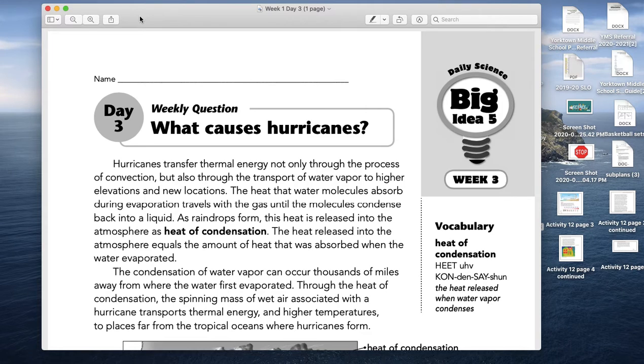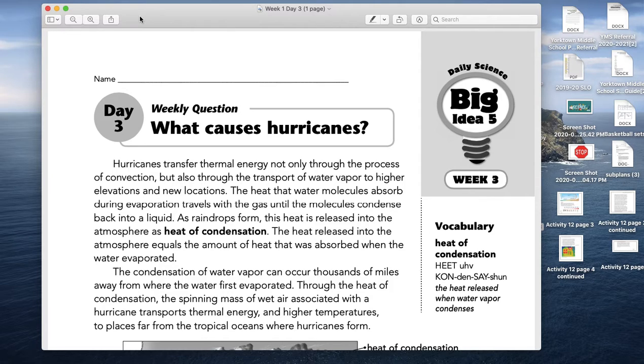Bellwork, week 1, day 3, still reading into what causes hurricanes. Yesterday we were introduced, and kind of a review from what we went over yesterday as well, and during class with the activity, talked about convection. So we're going to proceed with day 3. Just follow along as I read through the passage, and then we will go over the responses.